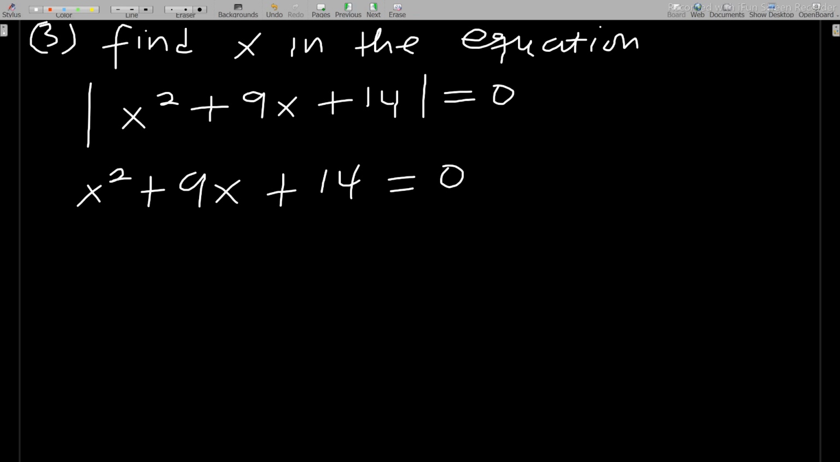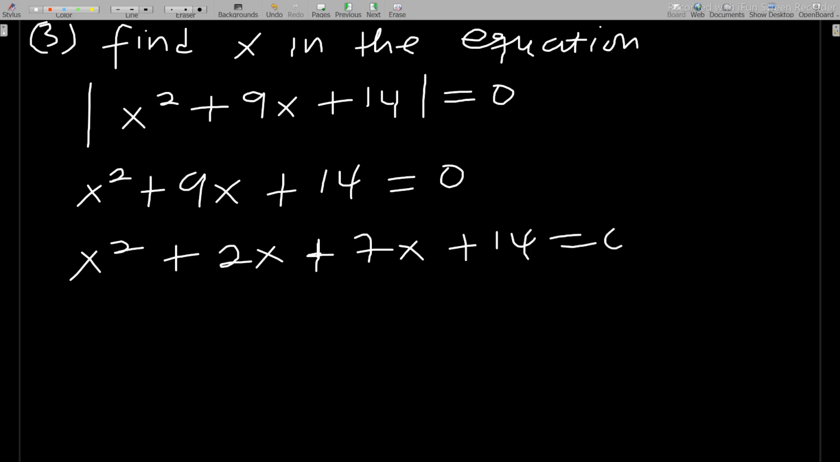So now with this one, what you do is, first of all, you just break it like that into 2x plus 7x. You break the 9x into those two factors, and plus 14 equals 0.